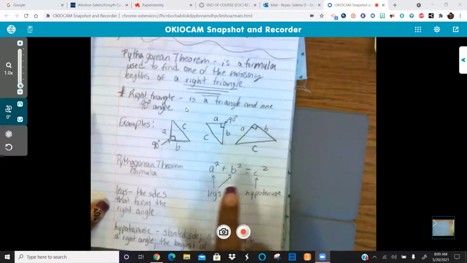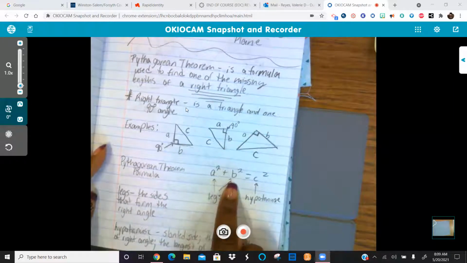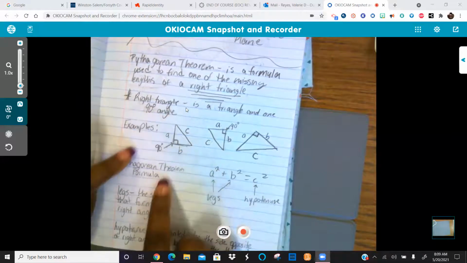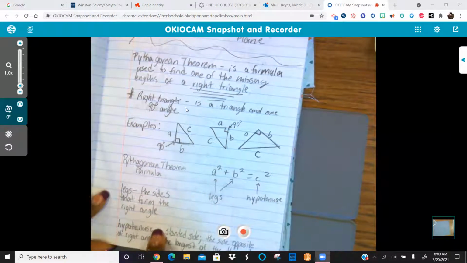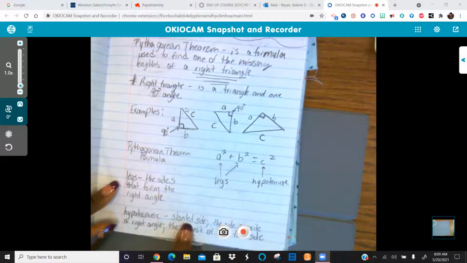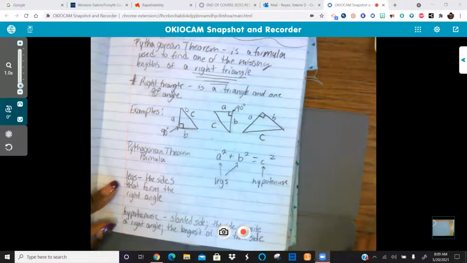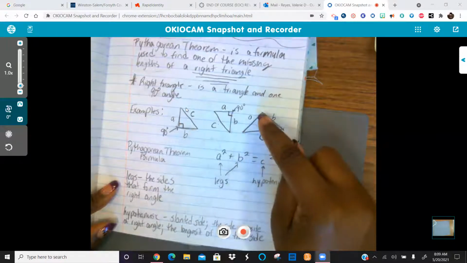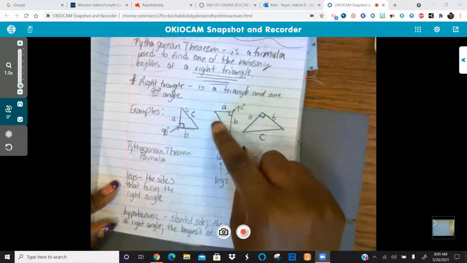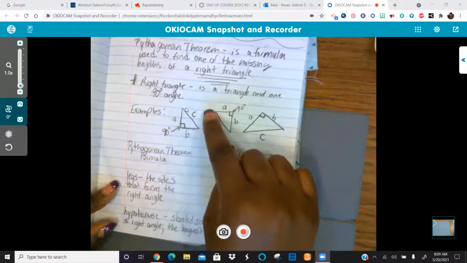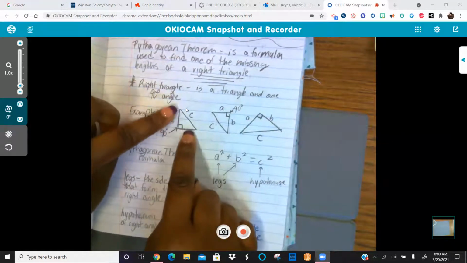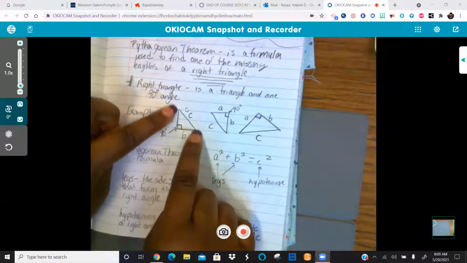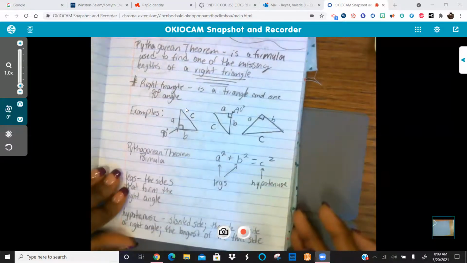The formula for Pythagorean theorem is a squared plus b squared equals c squared, where your A and your B are your legs, okay? Those are your legs. Your hypotenuse, again, is the slanted side, and it's the longest side out of the 3 sides. So C is always going to be the longest side, and it's the side opposite of the right angle. It's always opposite of the right angle. Then your A and B, it doesn't matter which one you label A and which one you label B, they're both legs. They form the right angle, okay?